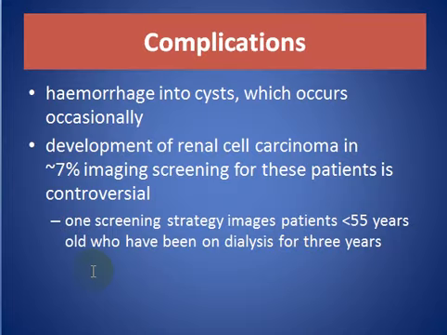The complications of the cysts are hemorrhage, which occurs occasionally, and development of renal cell carcinoma, as we discussed. Renal transplantation has been thought to resolve acquired renal cysts, but there is still a risk of renal cell carcinoma in the native kidneys.